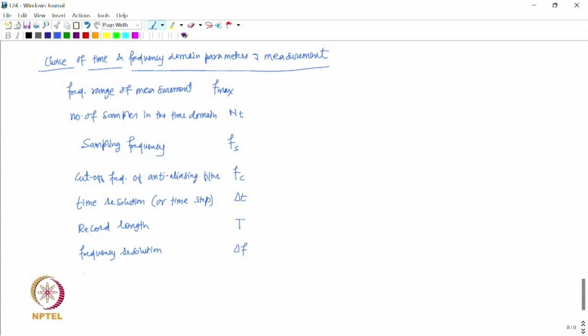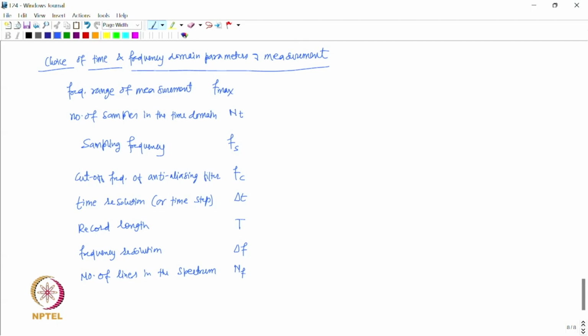And then we can also have the number of lines in the spectrum, which we can call NF, right, because the spectrum is discrete. So, there would be a discrete or finite number of lines there. So, you can see these are different parameters which describe the time and frequency domain.